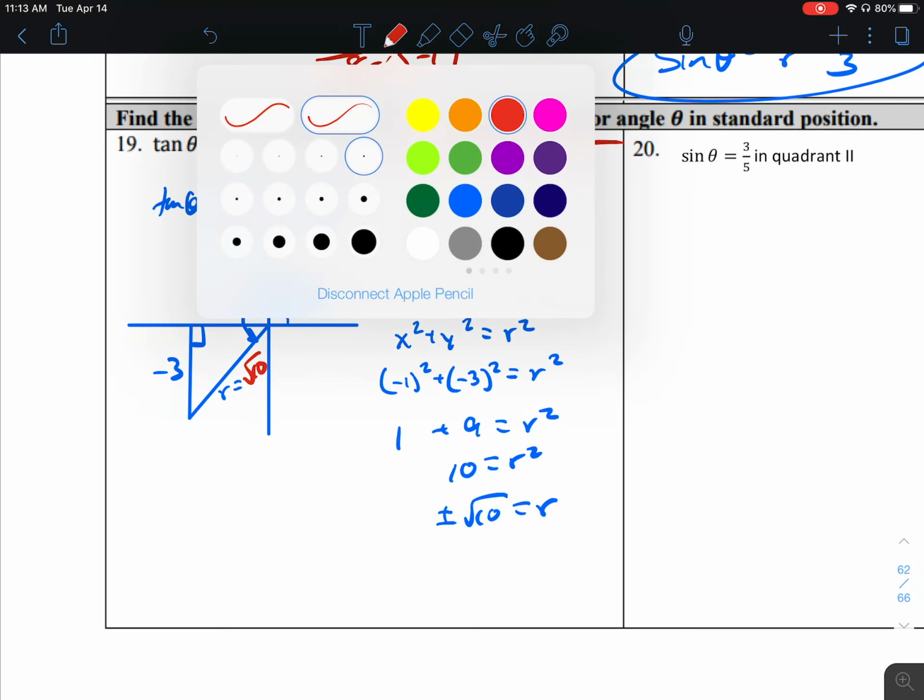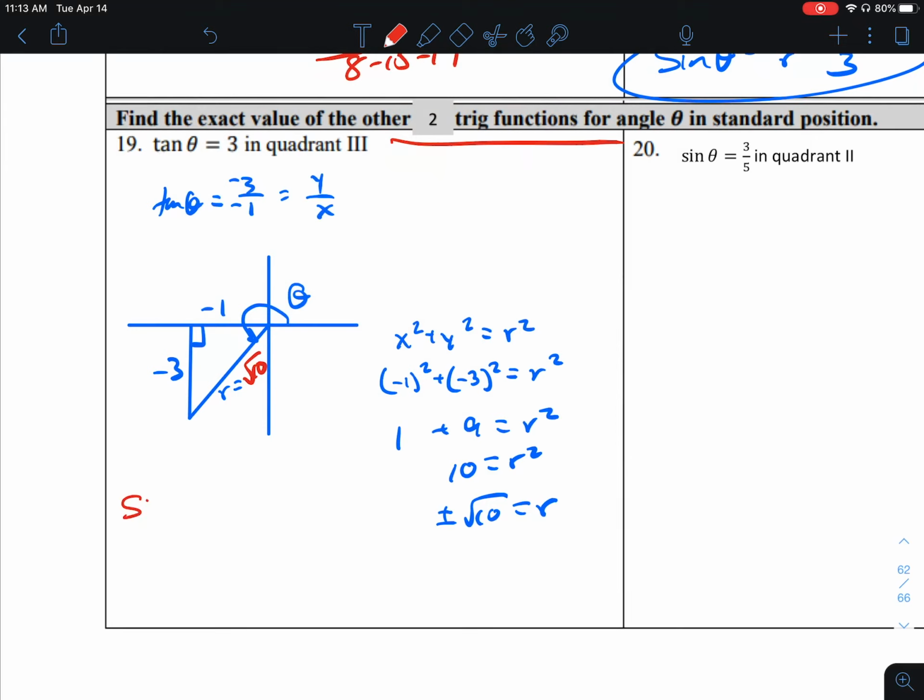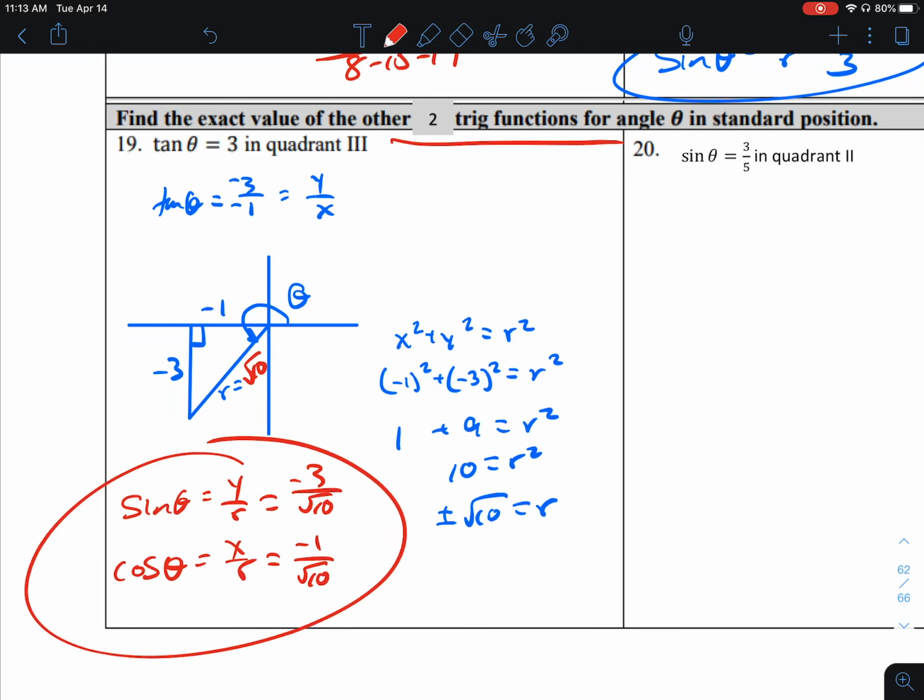Find the other trig functions. So sine of theta, which is y over r, cosine of theta is x over r, sine is negative 3 over the square root of 10. Go ahead and leave that with an irrational denominator. That's not our focus. Let's not add a ton of work to you folks. So these are our answers for 19.